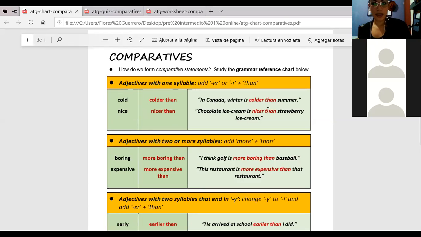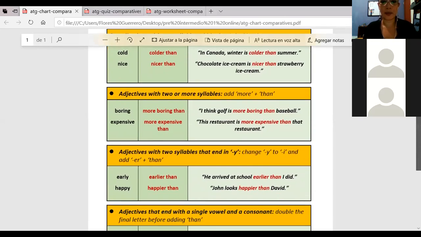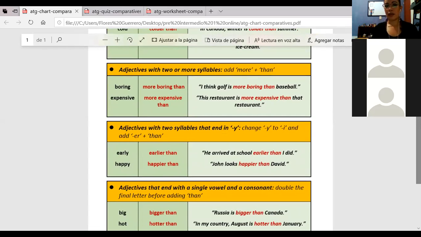Y cuando van al final no se les pone el dan, como se fijaron en la conversación, dice it looks warmer. Ya se sabía previamente de qué estaban hablando o qué era lo que se estaba comparando. Si los adjetivos tienen dos o más sílabas, se agrega more than y el adjetivo no cambia.